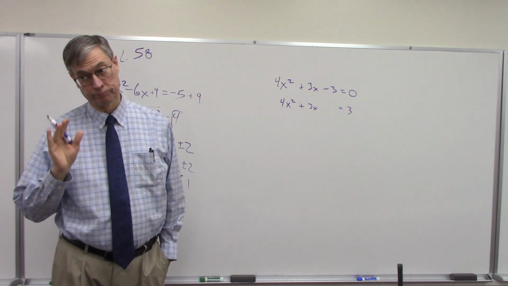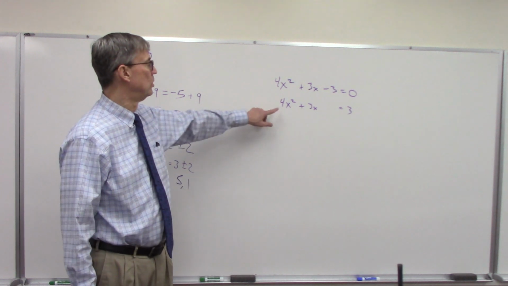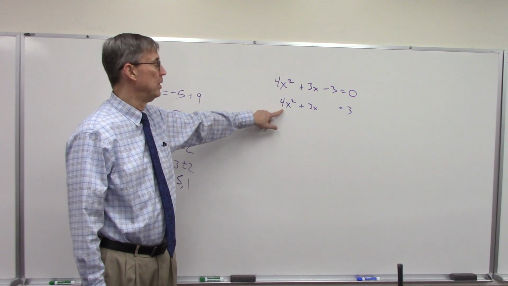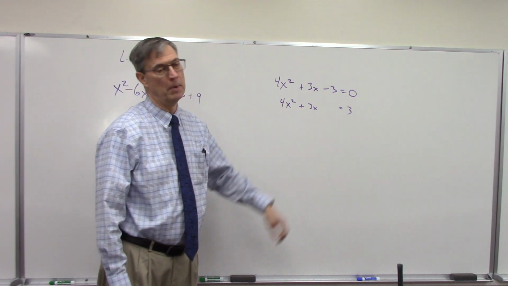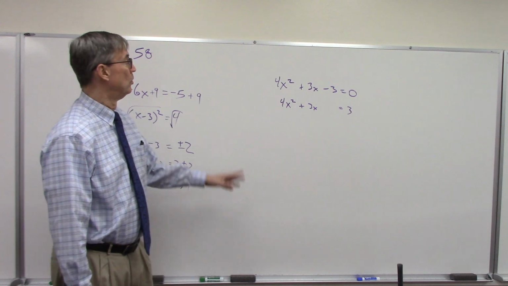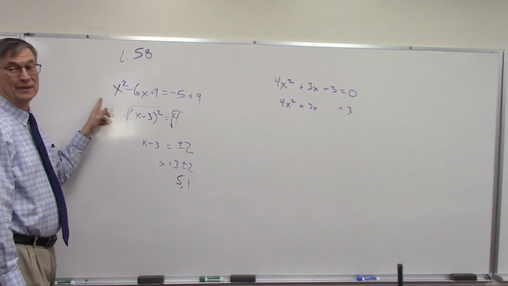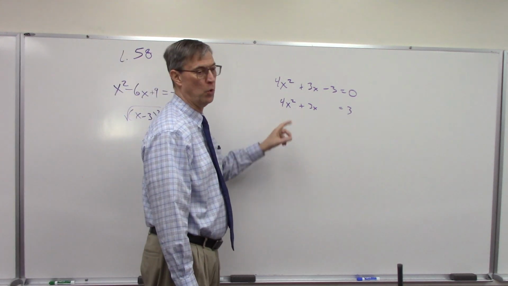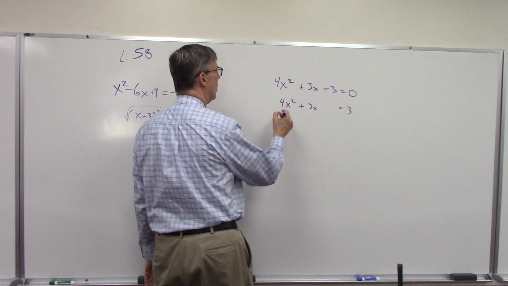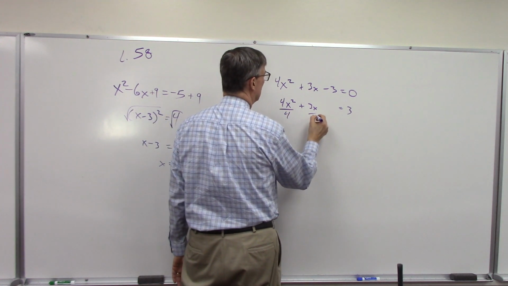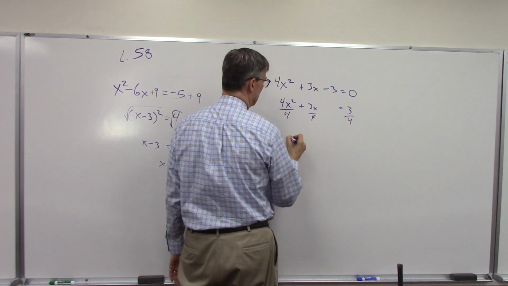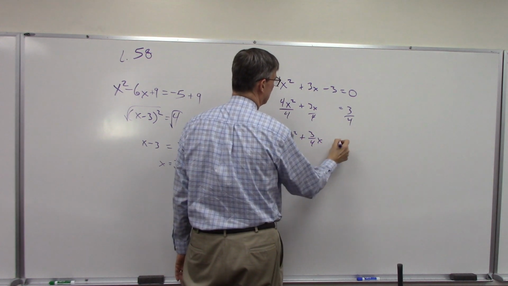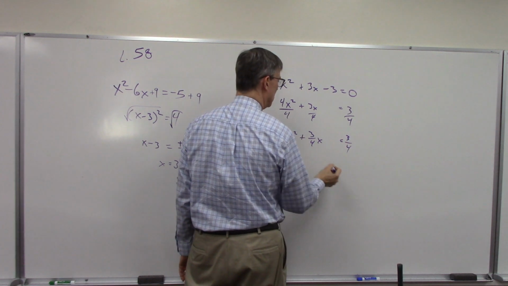Now, the difference here is we have what's called a lead coefficient. A coefficient is any number in front of a term. So all these others that we've done, it was always 1, right? So the difference here is this one is a 4. So we have to divide by 4, divide by 4, divide by 4. So now I have x squared plus 3/4 x equals 3/4.